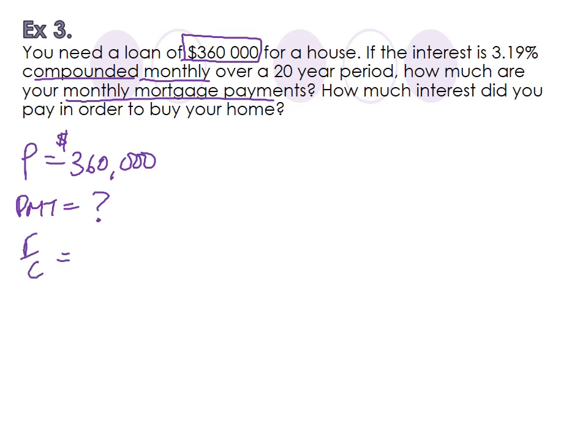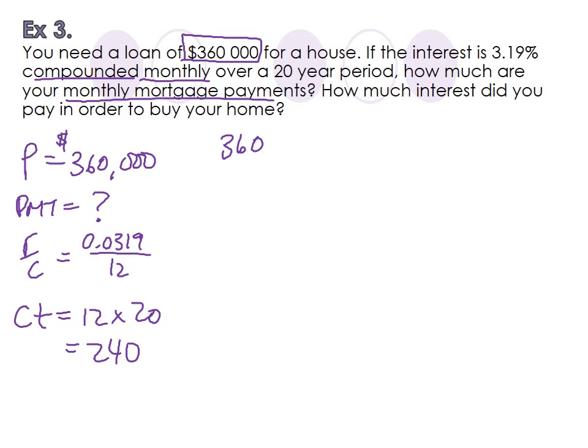The R over C, 0.0319, compounded monthly, so divided by 12. See if that works out to be a nice decimal. Not, so we're going to leave it as a fraction. And then CT, 12 times, and you pay your house off or your mortgage off in 20 years. So that's 240 payments.